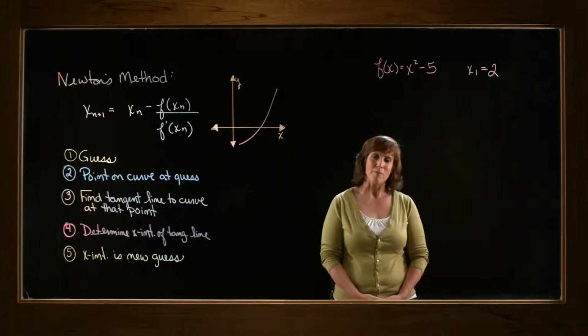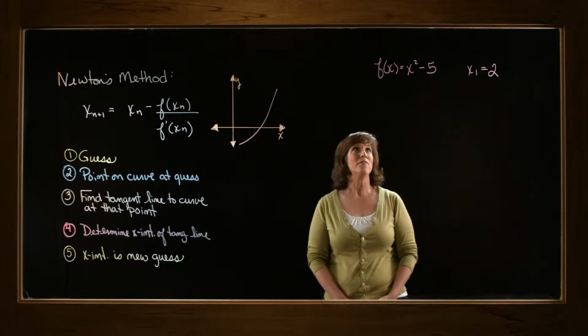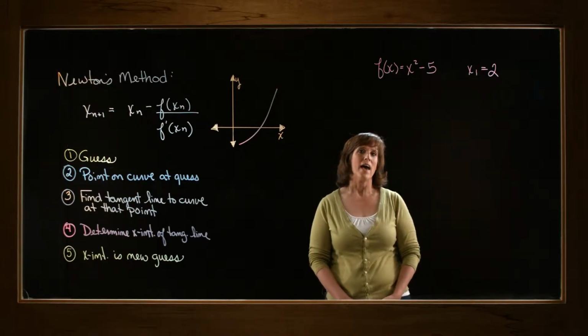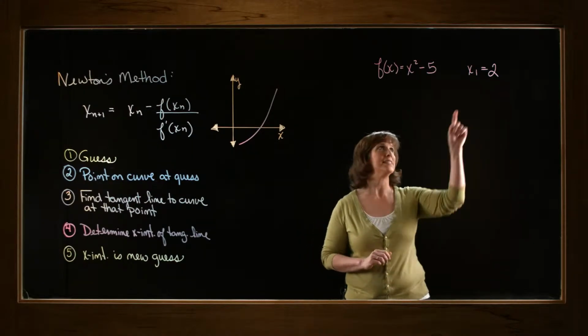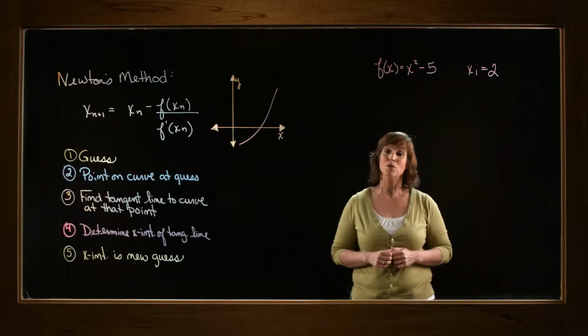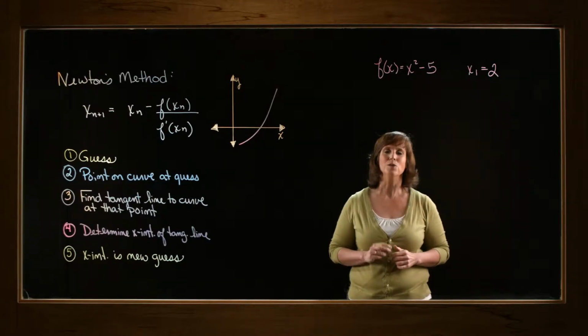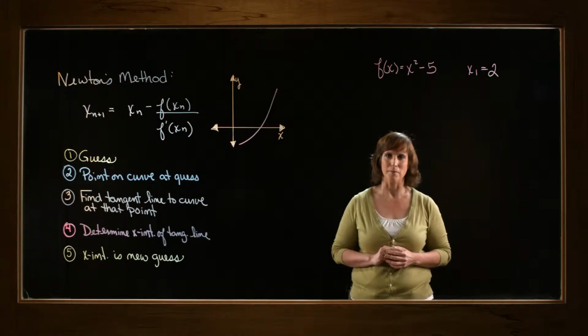Hi, I'm Cheryl Leach. In this problem, we're asked to approximate the zeros of the function f of x equals x squared minus 5, and in particular we're looking for the one that's near x equals 2. We're supposed to do this using Newton's method, and the problem requires that we only do 2 iterations of Newton's method.